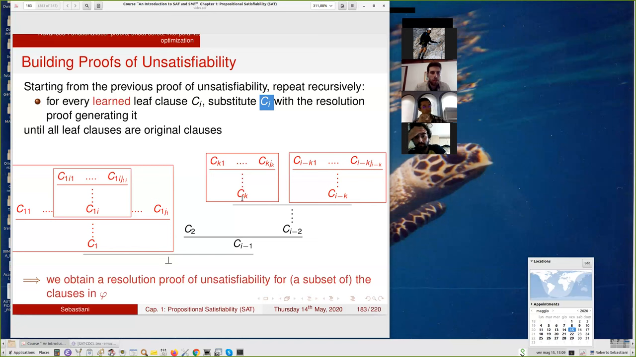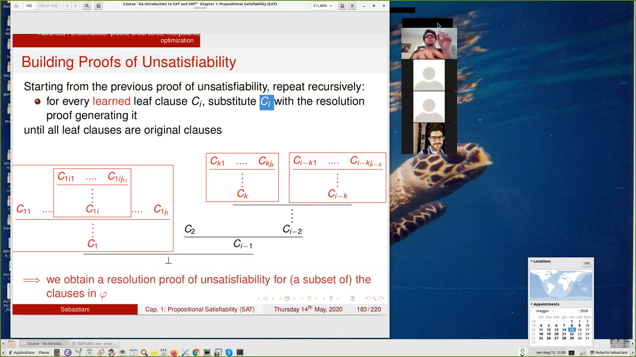from original clauses, okay? Notice that, of course, you try to avoid writing this as a tree. If you encounter some clause whose resolution you have already expanded, use it only once. So this proof will be a DAG, not a tree. Okay? So you can build a resolution proof out of a SAT solver quite easily, quite naturally.